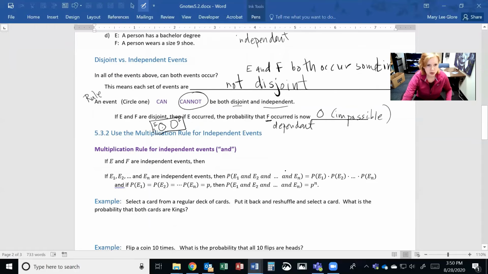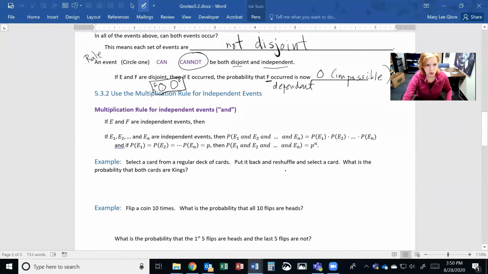Okay, let's move on. Let's talk about the multiplication rule for independent events. And these are about "and" events. When we looked at the addition rule, that was for the probability of E or F. Now we're going to talk about the probability of E and F. If they're independent, the probability of E occurring and F occurring, I can get by multiplying them together. This is the probability of E times the probability of F.